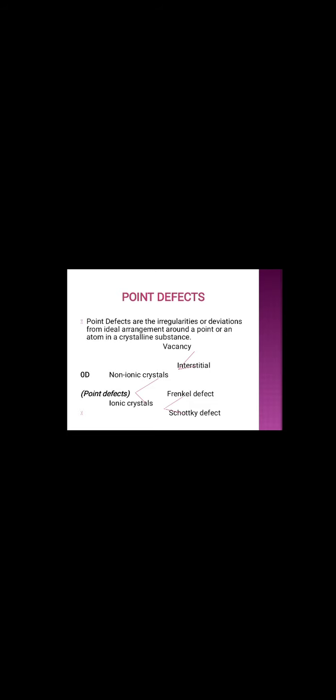First we are going to see the point defect. A point defect is a deviation from the ideal arrangement of the atoms around a point or an atom in a crystalline substance. That is called a point defect. Point defects are classified into two types: non-ionic crystals and ionic crystals. In non-ionic crystals, we have two defects, vacancy and interstitial. In ionic crystals, we have two defects, Frenkel defect and Schottky defect.